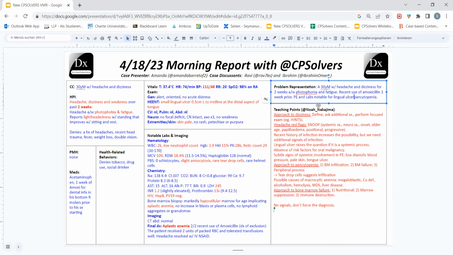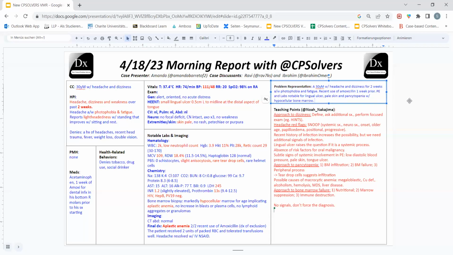After we looked at the labs, we talked about the approach to pancytopenia. The schema on the Clinical Problem Solvers website suggests three pathways: bone marrow infiltration, bone marrow failure, or a peripheral process. Infiltration can be from malignant or non-malignant processes. Bone marrow failure could be from nutritional causes, suppression, or immune destruction. And peripheral processes can be autoimmune diseases or tick-borne infections, and so on.